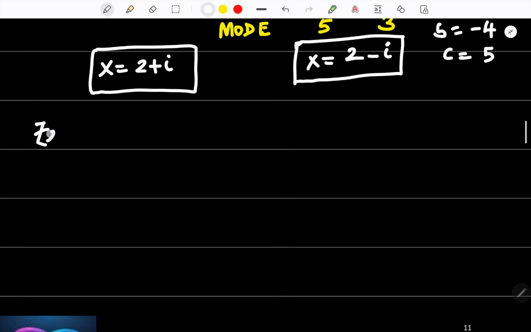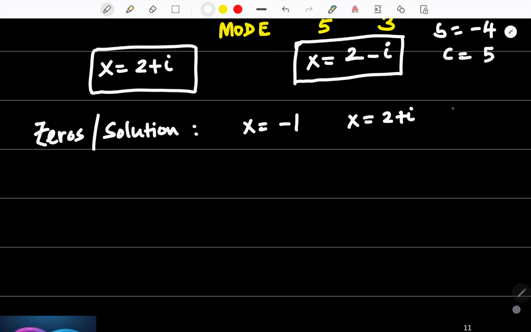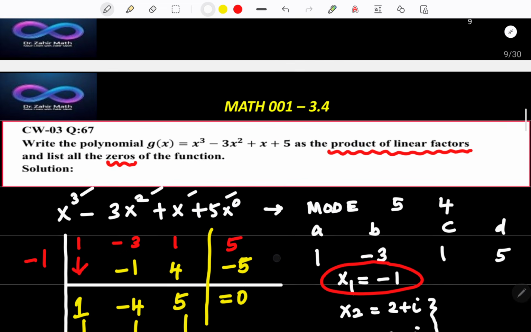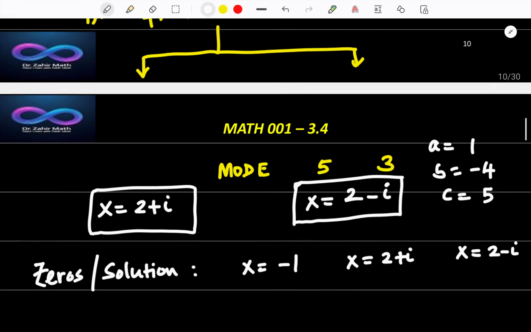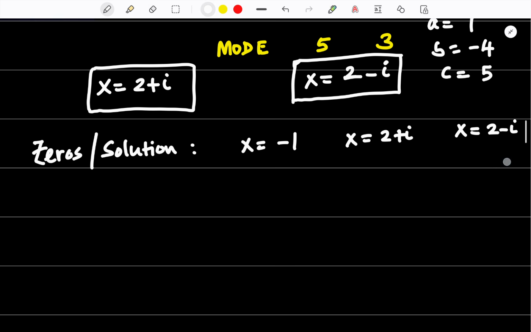So let us write first the zeros. Zeros means a solution. Another English word is solution. The first one I got is x equals minus 1. Next I got x equals 2 plus i. Next I got x equals 2 minus i. These are all called solutions. Look at the question: list all the zeros. What do you mean by list? Suppose your mother says, just go to the shop and buy tomatoes, milk and sugar and everything. That's called a list. So the list of solutions is minus 1, 2 plus i, 2 minus i.